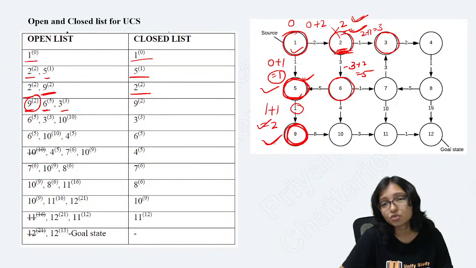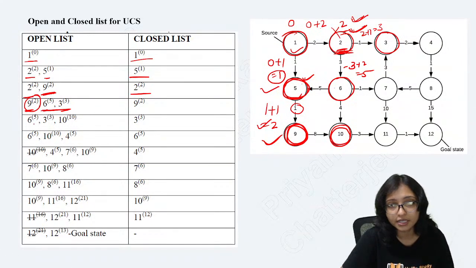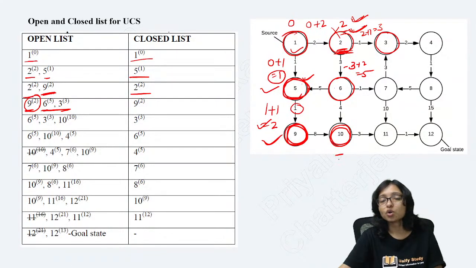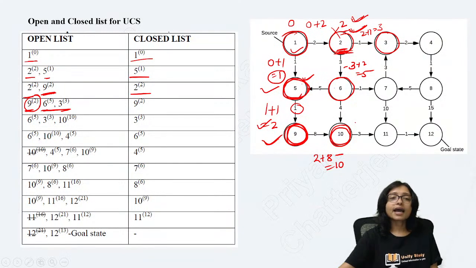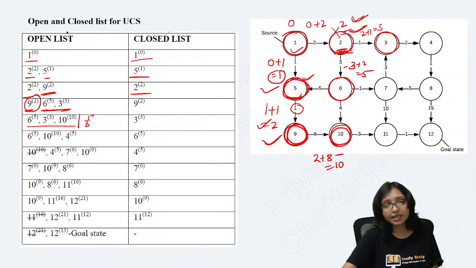Whenever I choose this one, which are open now? 10 is also open now. Already this was present. After that, 10 is also open now. What is the value here? It was 2 plus 8, that is 10. And I will maintain the priority queue. As per that, you can write it this way. 3 is 3 now. Then 6 is 5. Then 10 is 10. Out of them, which one should I choose? This 3 I should choose. That's why I will choose the 3.